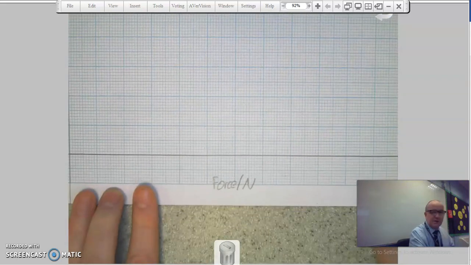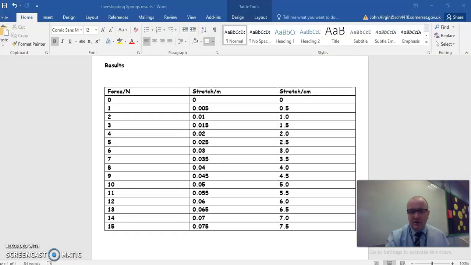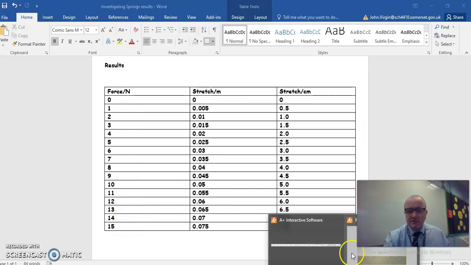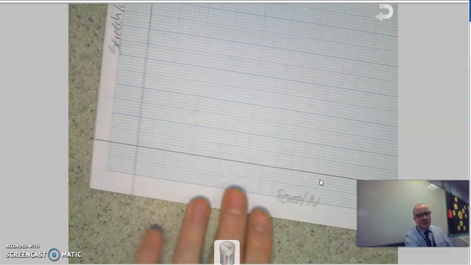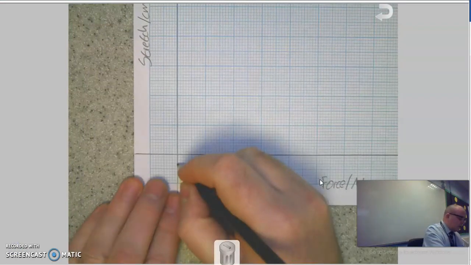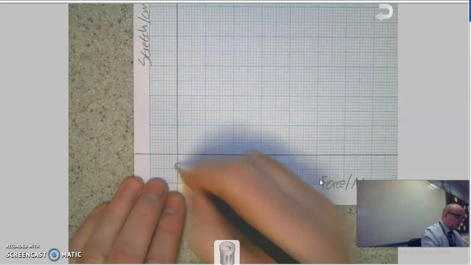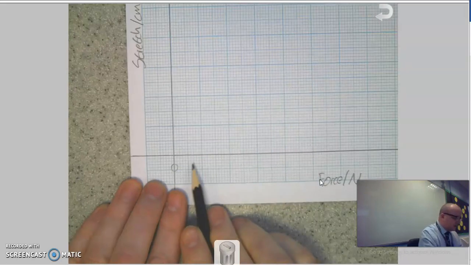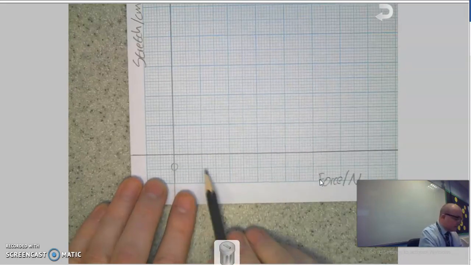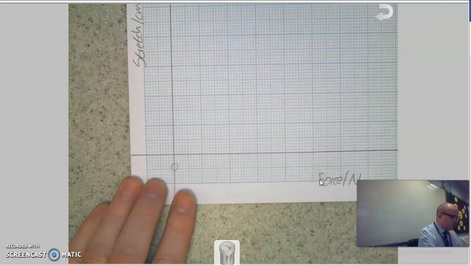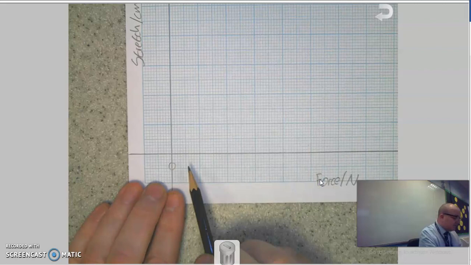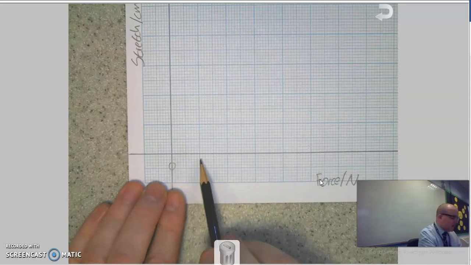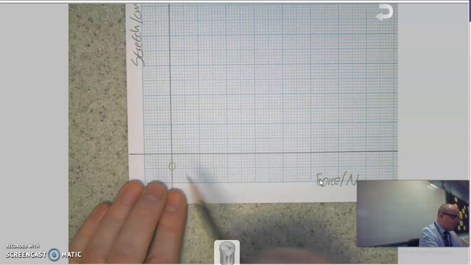Okay, so let's go back to our results that we produced and start labelling up our x-axis. We went up to 15 newtons. Remember, because this is a line graph, our origin always goes here. Now, I need to try and fit 15 along here. So I've got 1, 2, 3, 4, 5. That's not going to work. So what I'm going to do is make every 5 tiny squares, or half a large square, worth 1 newton.